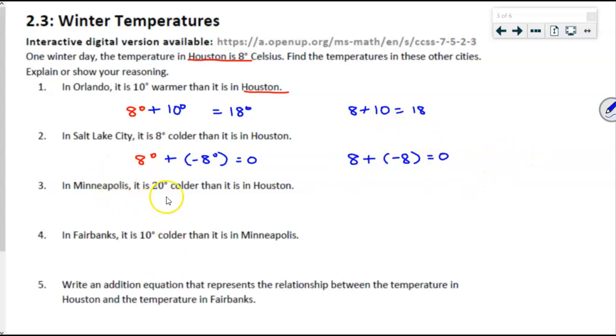Fantastic. Okay, Minneapolis, it's 20 degrees colder than it is in Houston. So remember, I'm still starting at Houston, which is 8 degrees. What am I going to do here? And I love how Adia started to say we're going to subtract 8, but then she realized, wait a second, we want to keep this a negative situation if it's colder, so we're going to add that negative. Let's follow suit there. Nisi, what would we do?